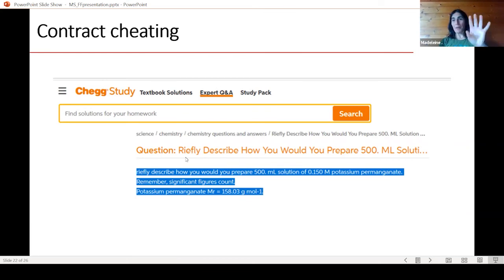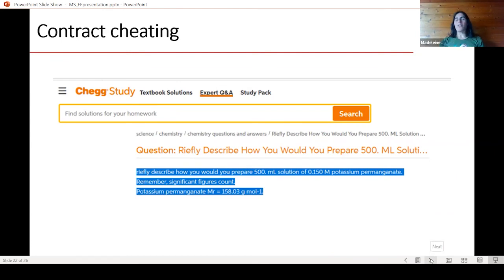The B has been cut off by the student when they pasted the question from their exam into the contract cheating site. But if you read the words, it says, describe how you prepare 500 ml solution. So this is a grammatical error. This is on us, but this allows us to be 100% confident that this question has been posted to the contract cheating site by our student, because no one else made that stupid mistake.